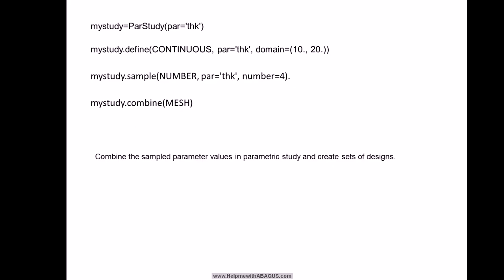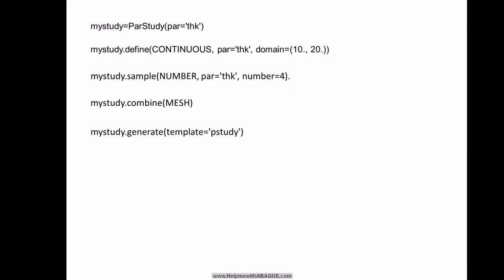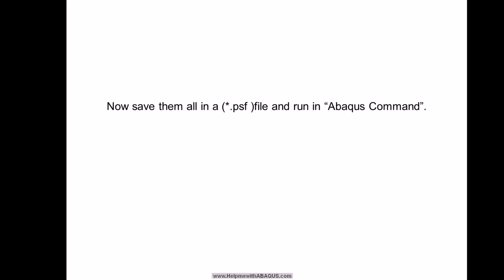The next step is to combine the sampled parameter values in the parametric study and create sets of designs. Then generate designs and analysis job data. You specify a name for your original input file. Finally, execute all analysis jobs. Now save them all in a PSF file and run an Abaqus command.